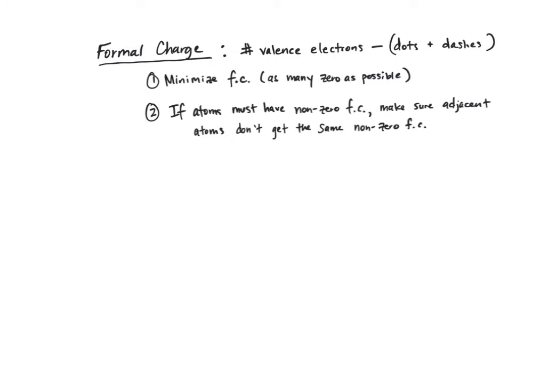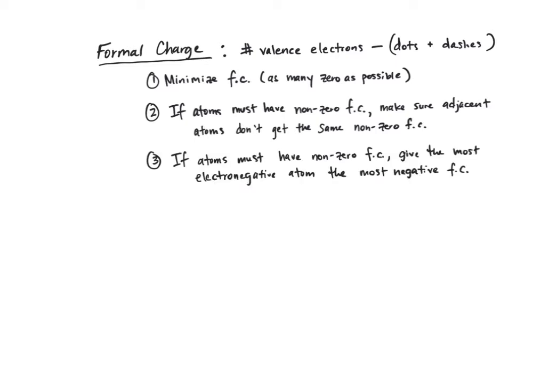It's sometimes unavoidable to have a non-zero formal charge, particularly when we're dealing with polyatomic ions. We have to have at least one atom that doesn't have a zero formal charge in the Lewis structure somewhere. When this is the case, if more than one atom has a non-zero formal charge, then we'll want to arrange our Lewis structure in such a way that adjacent atoms never get the same non-zero formal charge.